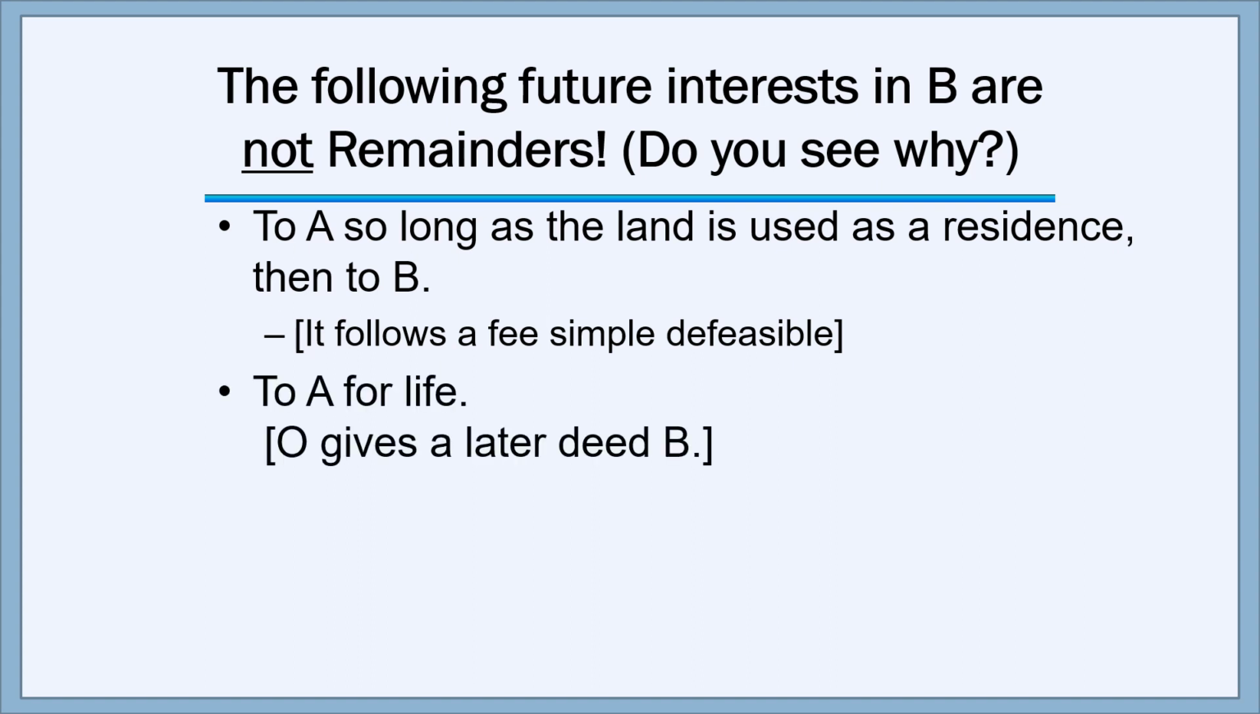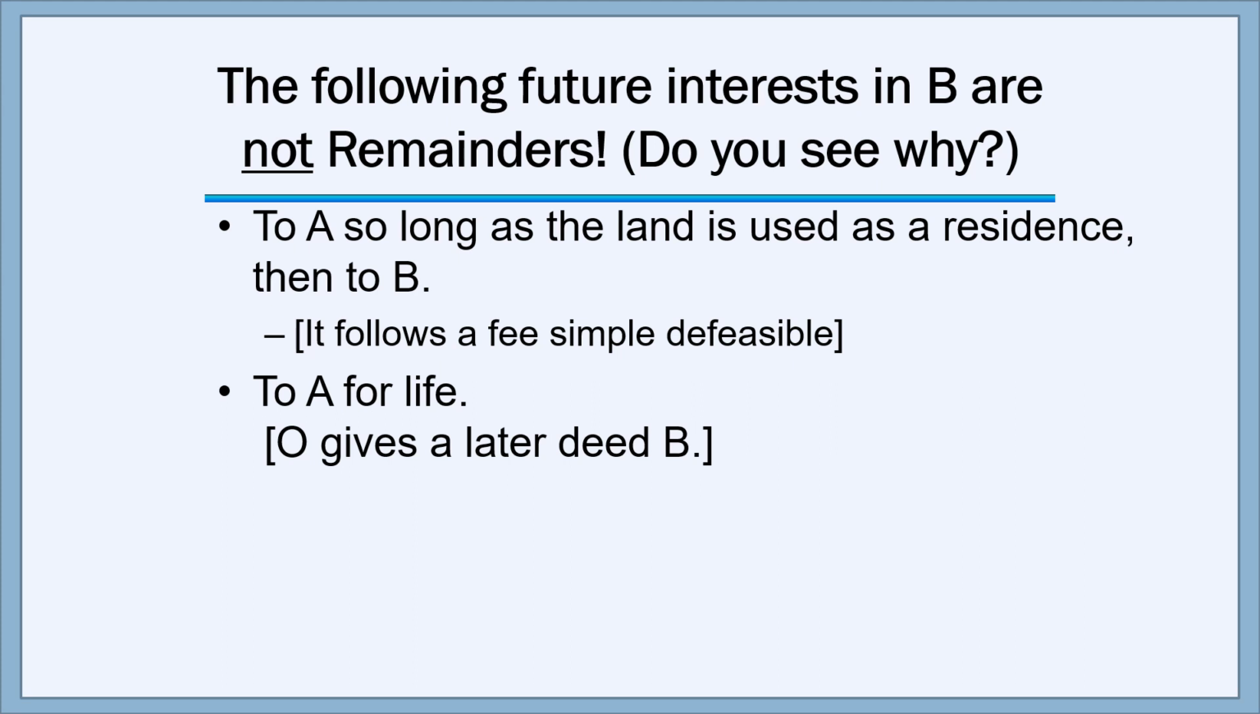In the second example, the grantor conveys to A for life and says nothing more. That means that the grantor O will have a reversion, and O will expect to take possession when A dies. However, while A is still alive, O gives a deed to B at a later time. That means that O is transferring inter vivos O's future interest to B.